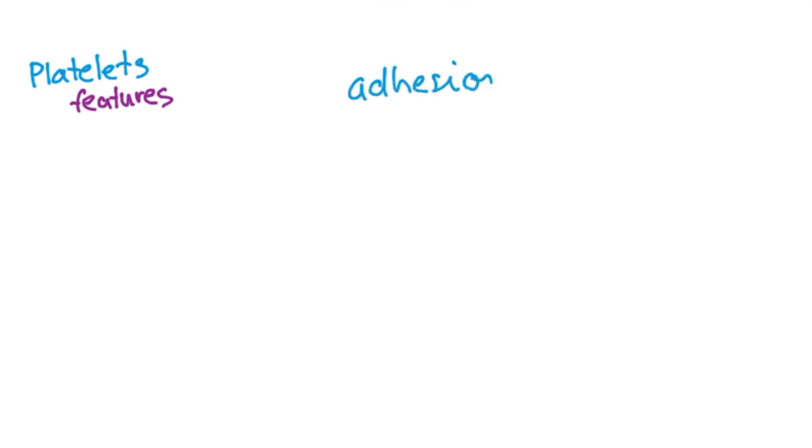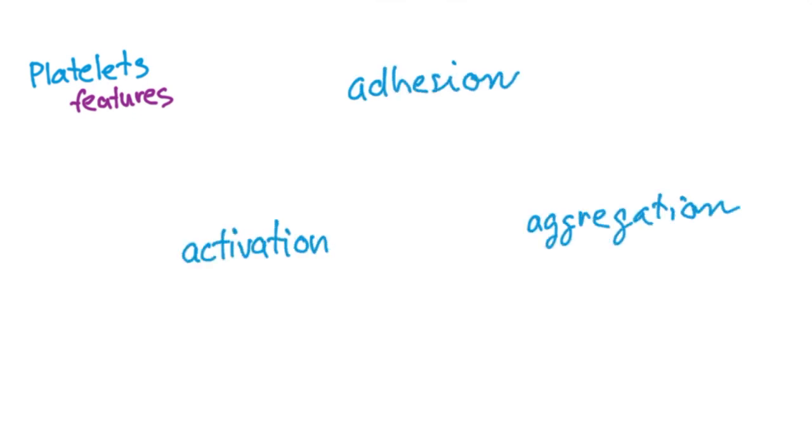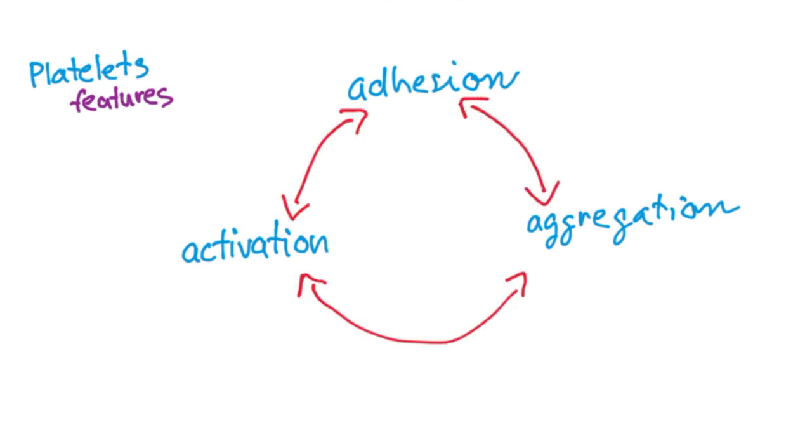And now let's get to the basic features of platelets, and those are adhesion, activation, and aggregation. The thing I want you to understand is that these processes happen at once. It's very hard to say what happens first. Basically, we divide them only for educational reasons.